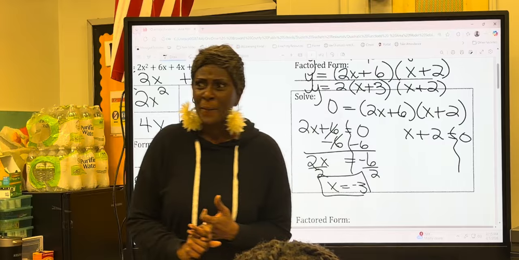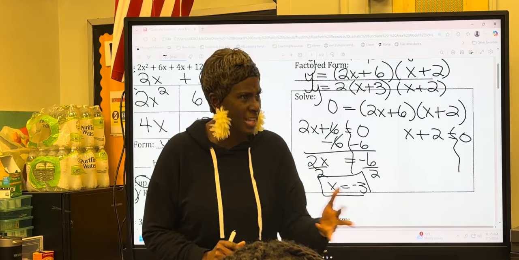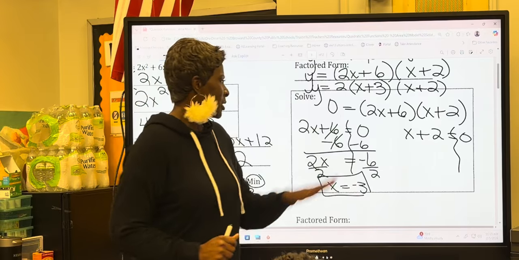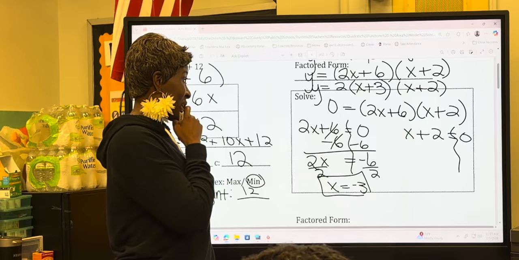Your root? Did I say root? No. Yes. Root, solution, 0, x-intercept. Are y'all with me? Now, we're going to do what over here? Emma, your hand was up. What's your question, baby? So for the y, is it always going to be a 0?